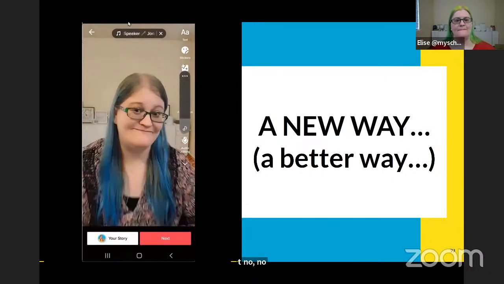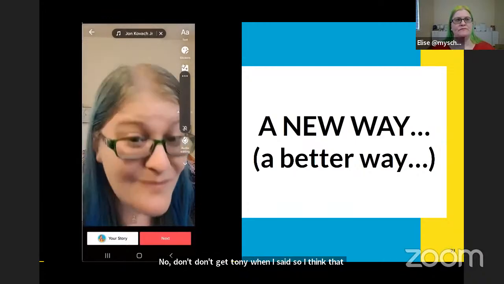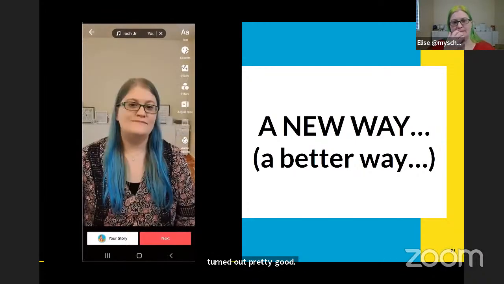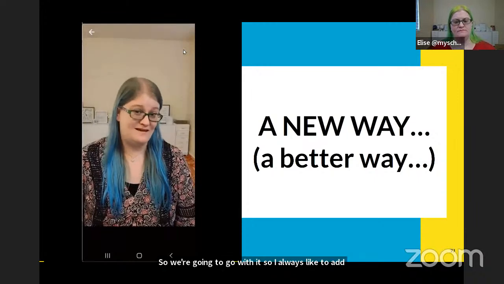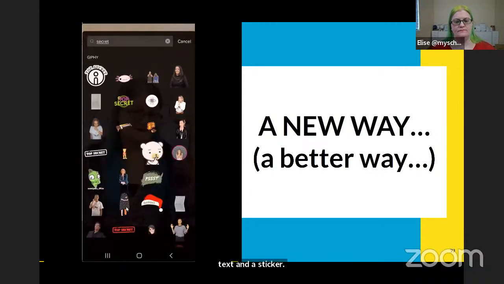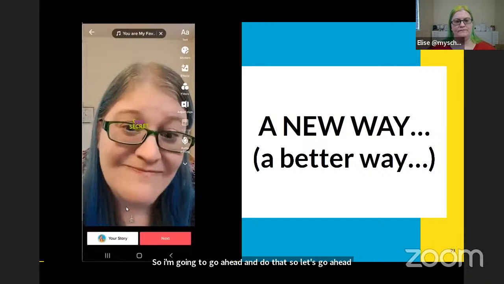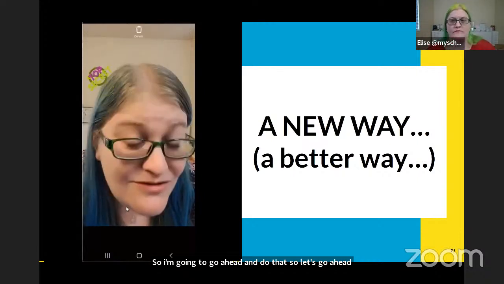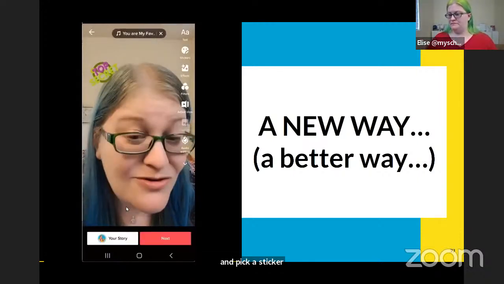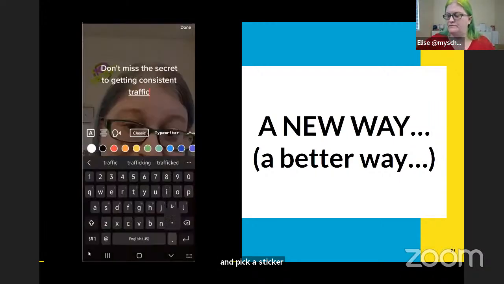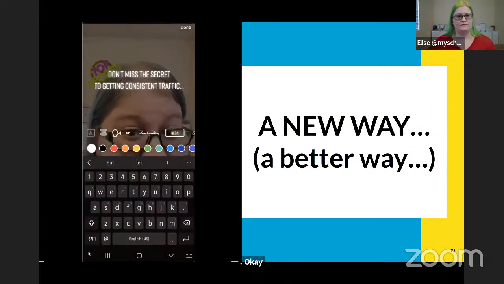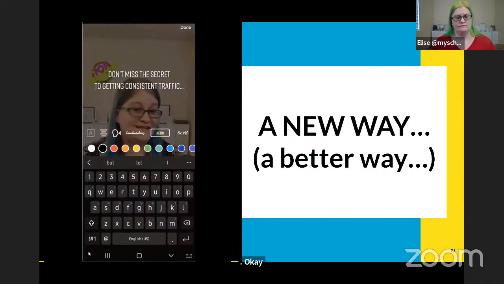So I think that turned out pretty good. So we're gonna go with it. So I always like to add text and a sticker. So I'm gonna go ahead and do that. So let's go ahead and pick a sticker. Okay, so that's my text, and then I like to usually use maybe this one.